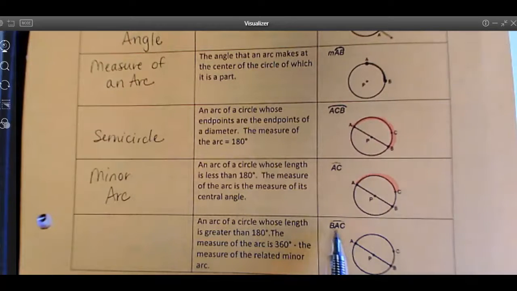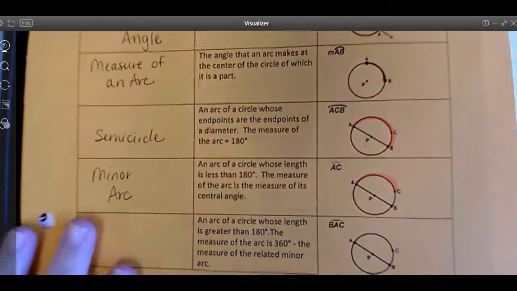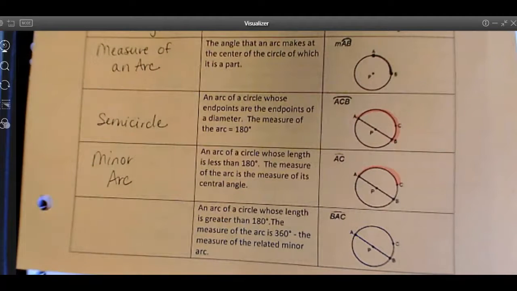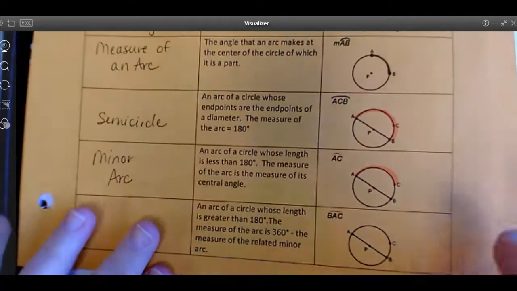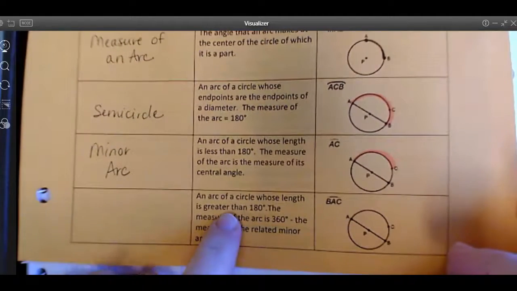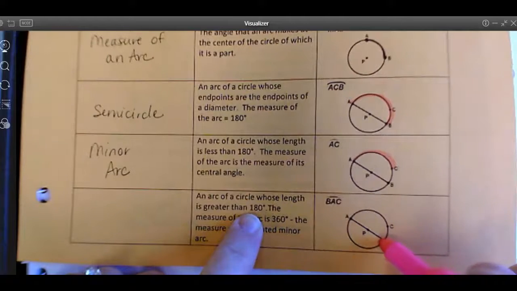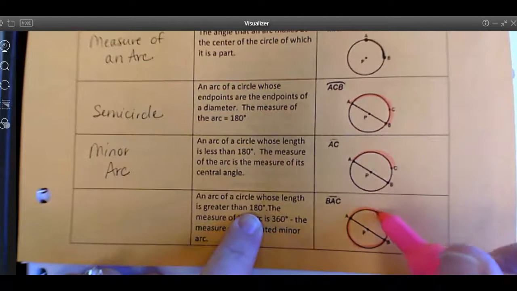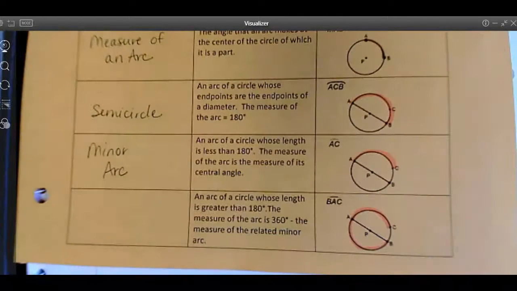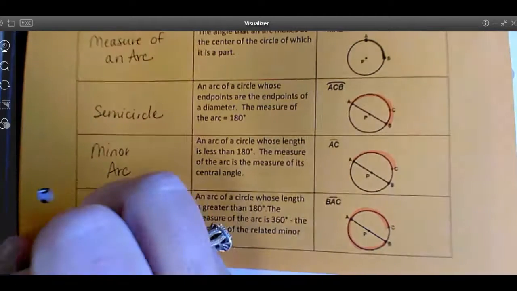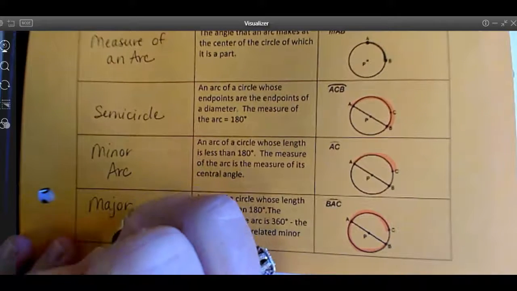If they give you 3 letters, you start at the first one, go to the second one, go to the third one. That's the order that you go in. And so this ends up being an angle or an arc whose measure is greater than 180 degrees. For example, it says, start at B, go to A, go to C. I see how that's more than 180 degrees because that's going around more than a semicircle, more than 180. So this is called a major arc.